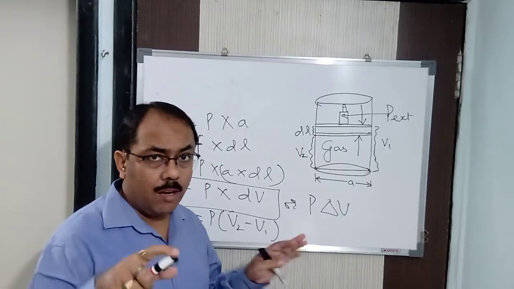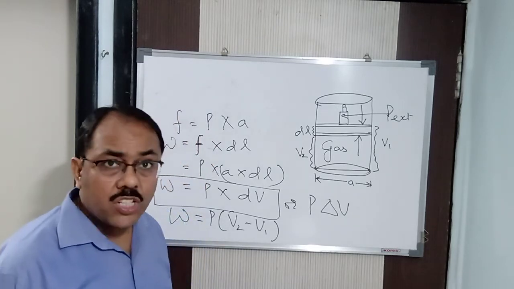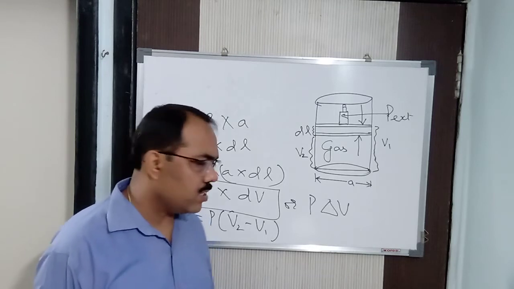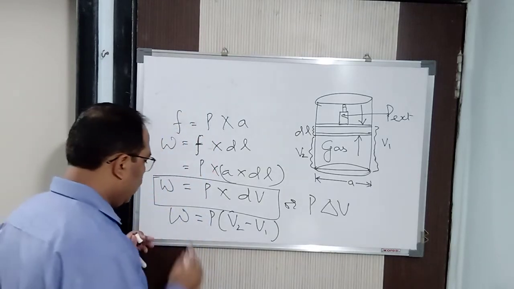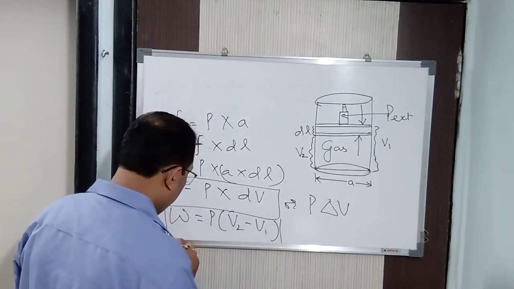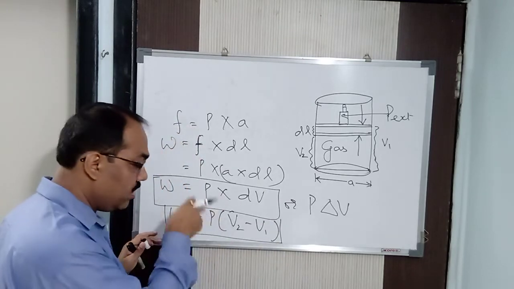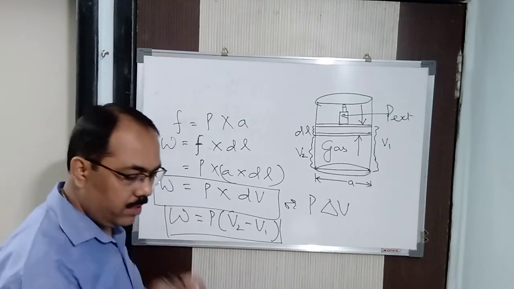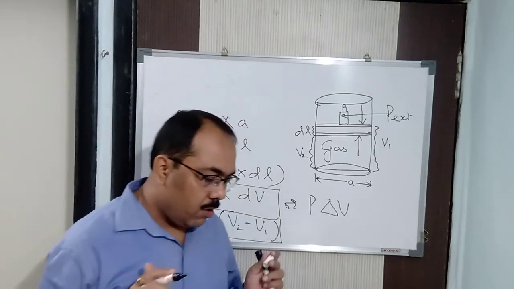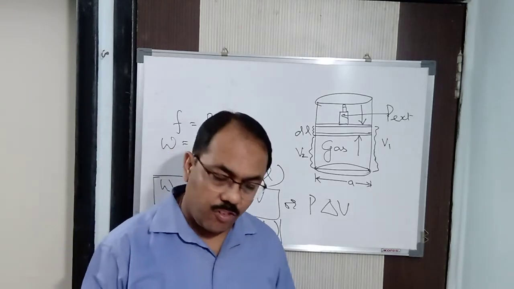But when the work is done upon the system, then compression is taking place. The gas is getting compressed. So ultimately, what did we get as the formula? W is equal to P into V2 minus V1. We got this formula. Again I repeat, it is P external that I am taking. Now remember it.